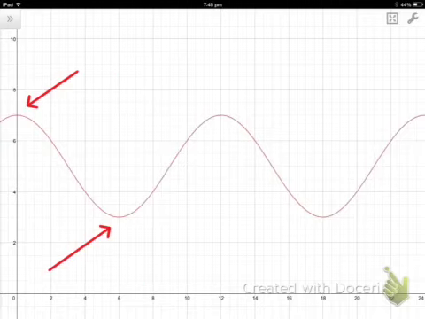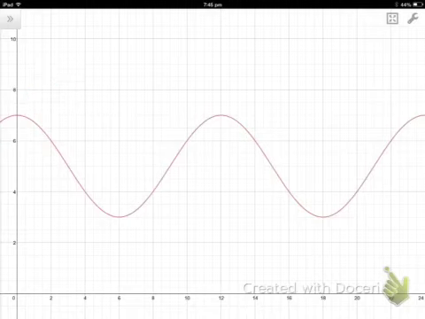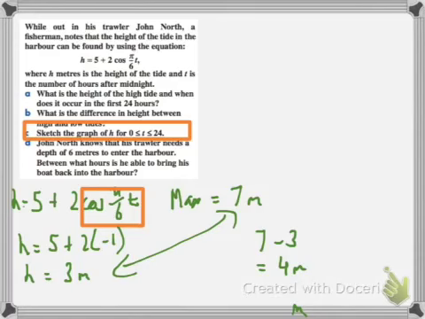And also I've got the graph set between 0 and 24. In fact, if you look carefully, I've gone from -1 to 24, just so we can see the whole graph fairly easily. So that's the graph of this equation. And the equation, of course, is h equals 5 plus 2 cos(pi on 6 t). So that's the graph there.